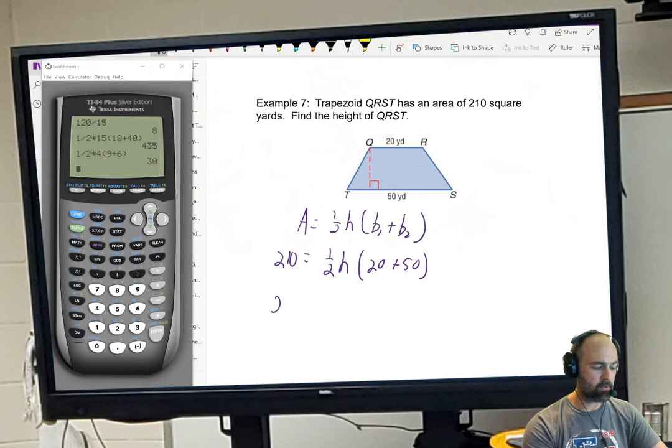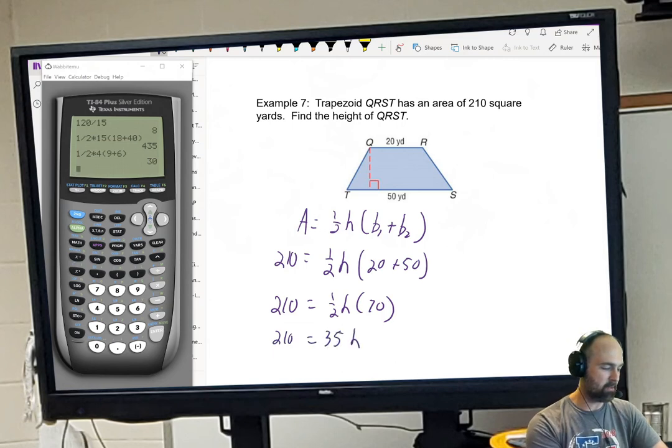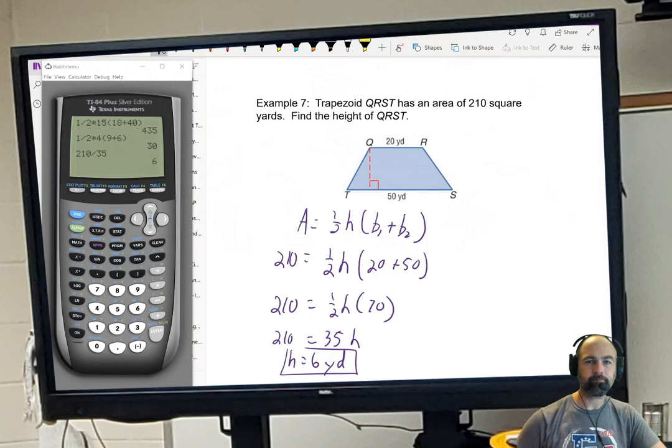And now we just go ahead and solve. 210 equals 1/2 H times 70. Then we're going to make that 1/2 times 70 into a 35. Then divide both sides by 35. 210 divided by 35 is 6. And my unit there is yards.